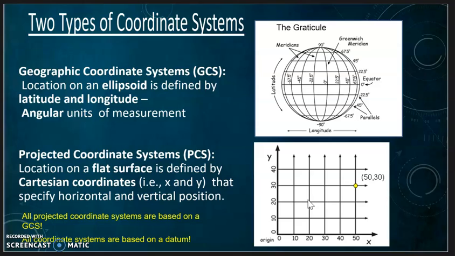numbers. And so one thing that's really important is that all projected coordinate systems are based off of a geographic coordinate system or datum, and all coordinate systems are based off of a datum. So basically what that means is that, and you'll see this more when you start working with projections, a projected coordinate system is always going to have a geographic coordinate system or datum associated with it, where a geographic coordinate system will not always have a projected coordinate system associated with it.